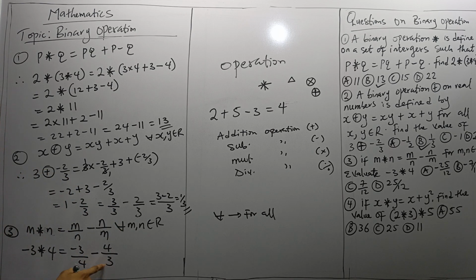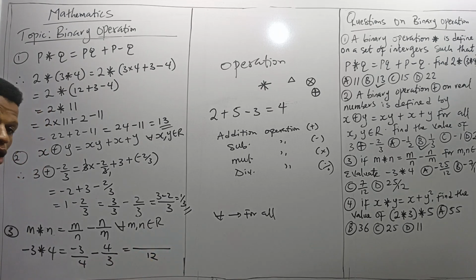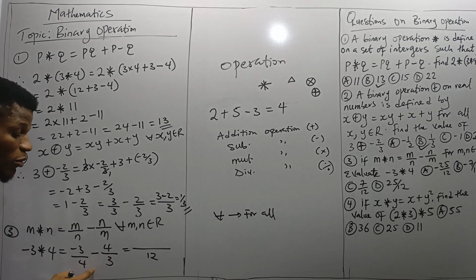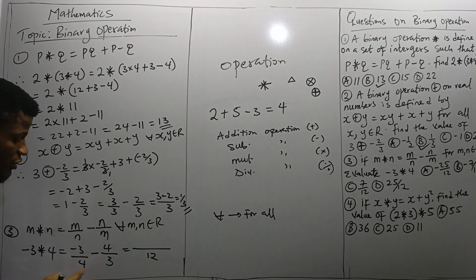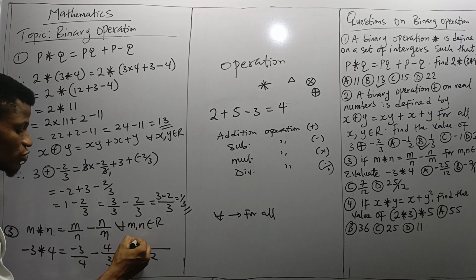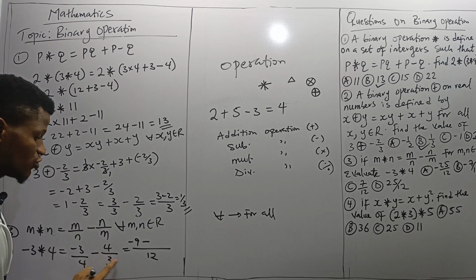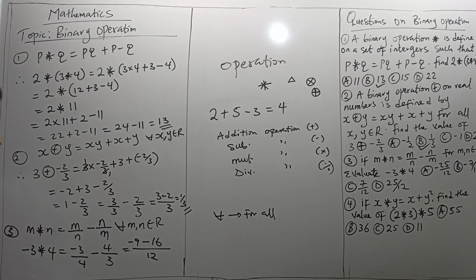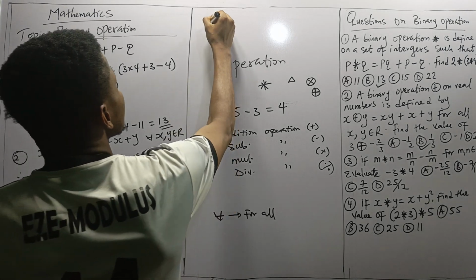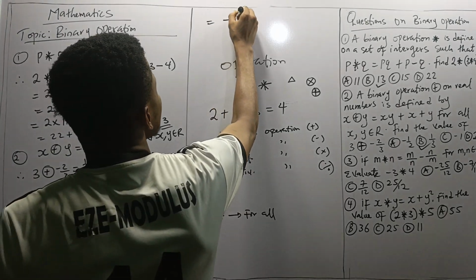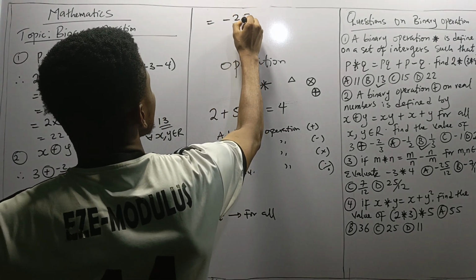All right, so here we can look for the LCM. The LCM of 3 and 4 is 12. I believe by now you know how to find the LCM of the denominators. So we add these fractions. Of course, if they don't have a common factor, the LCM will be the product of the two. So 4 divided into 12 is 3, and 3 times minus 3 is minus 9. Minus 3 divided into 12 is 4, and 4 times 4 is 16. So in the end, we are left with minus 9 minus 16, which is minus 25. So this is minus 25 divided by 12.